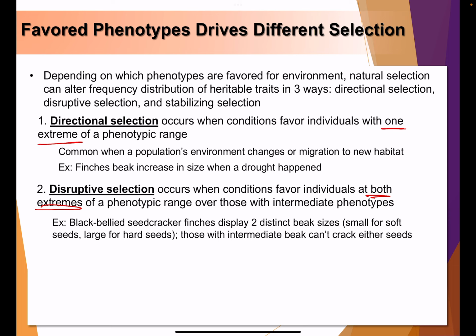Another example is black-bellied seedcracker finches. They actually display two distinct beak sizes. Either you have very small beaks for soft seeds, or very large beaks for hard seeds. And it turns out that those with intermediate beaks can't crack either seed very efficiently. They may be able to do it, but it's not very efficient compared to either small or big. So that's why it selects out your intermediate phenotype. So disruptive selection favors survival of both extremes of the trait, while those intermediate ones will die off.